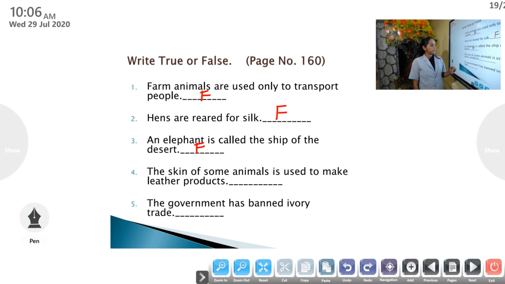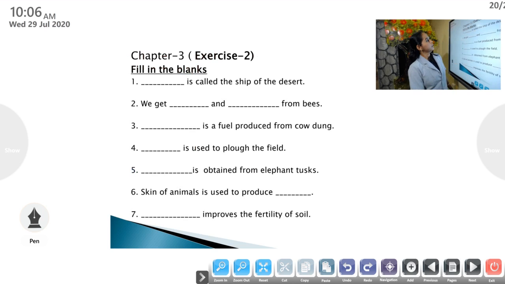Then which is called the ship of the desert? Yes, camel. Then fourth one, the skin of some animals is used to make leather products. Today we have studied which are the animals? You remember? So the answer is true. Then fifth one, the government has banned ivory trade. Is it true? Yes, it is also true.